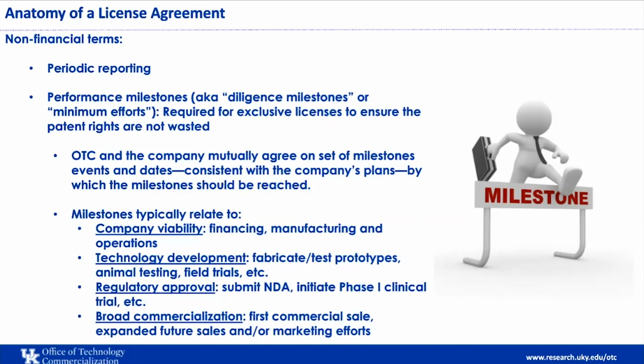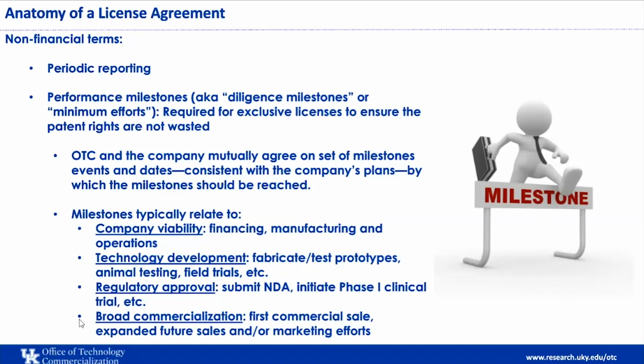And importantly, we want to ensure that the minimum effort milestones we include in a license are consistent with the company's plans. They generally fall into four categories. They can relate to company viability, financing, manufacturing, and operations. An example might be: within one year from the effective date of the license, the licensee will obtain at least $1 million in funding for further R&D.